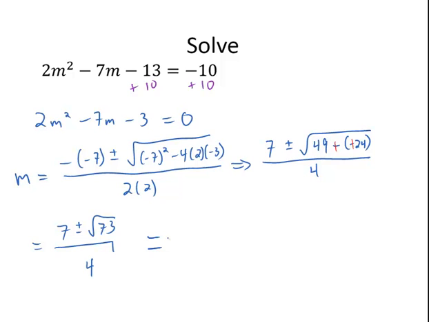But there's nothing we can do here. 73 is not a perfect square, and in fact 73 is a prime number, so we cannot simplify the radical. So all we can do here is write this as a solution set. 7 minus the square root of 73 over 4, comma 7 plus the square root of 73 over 4.